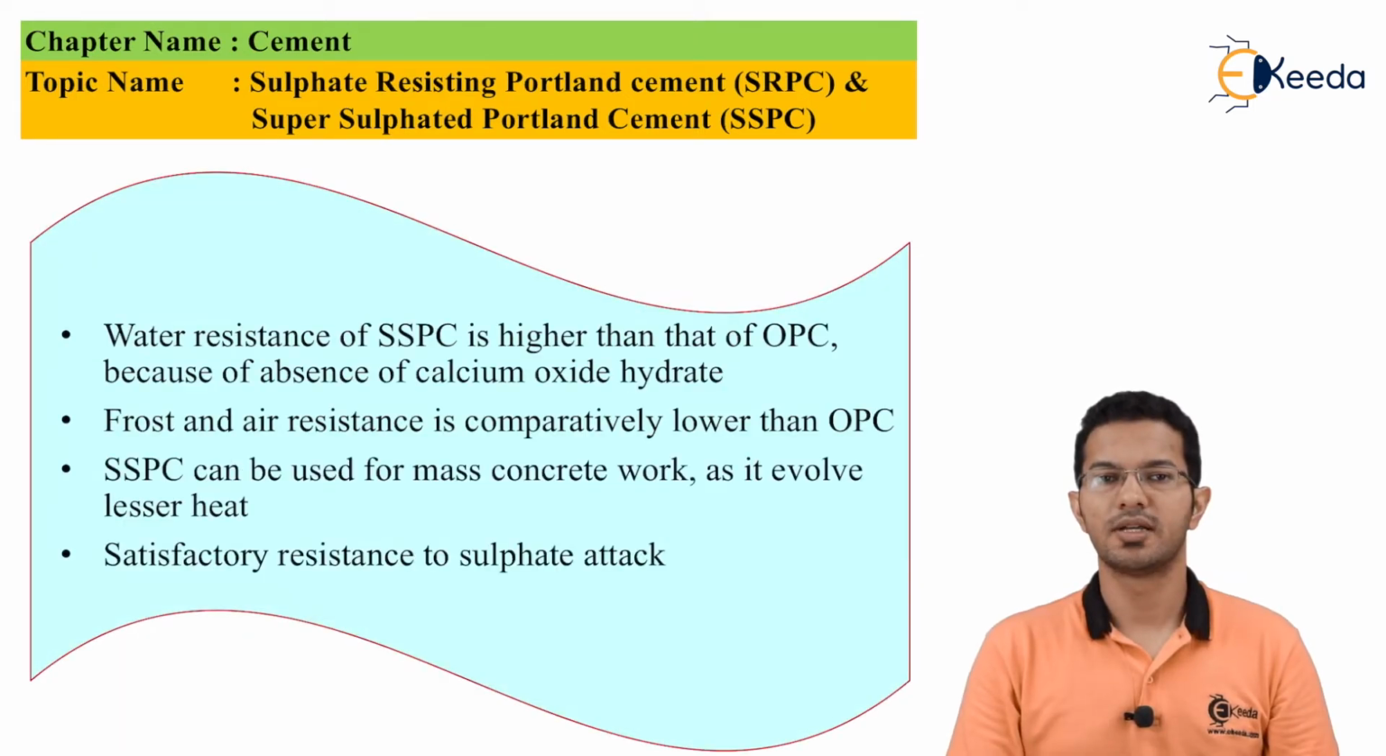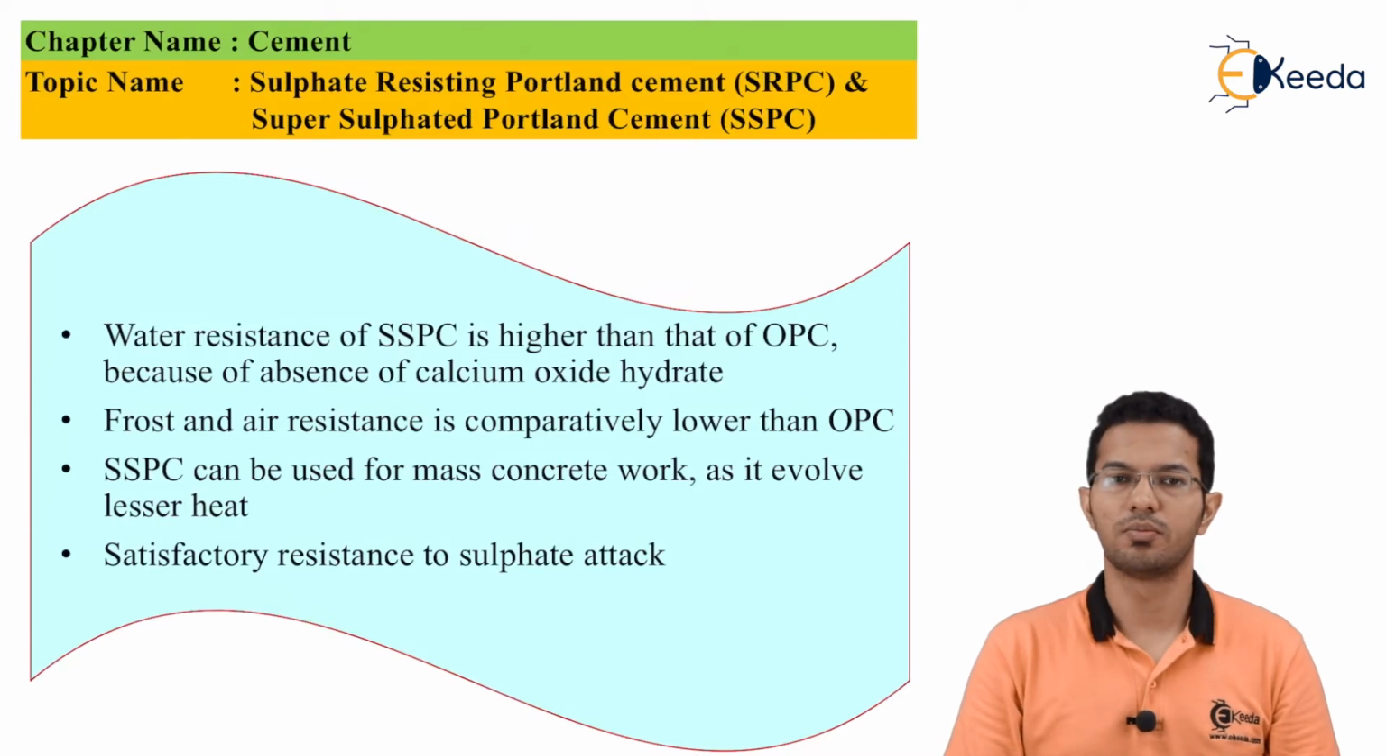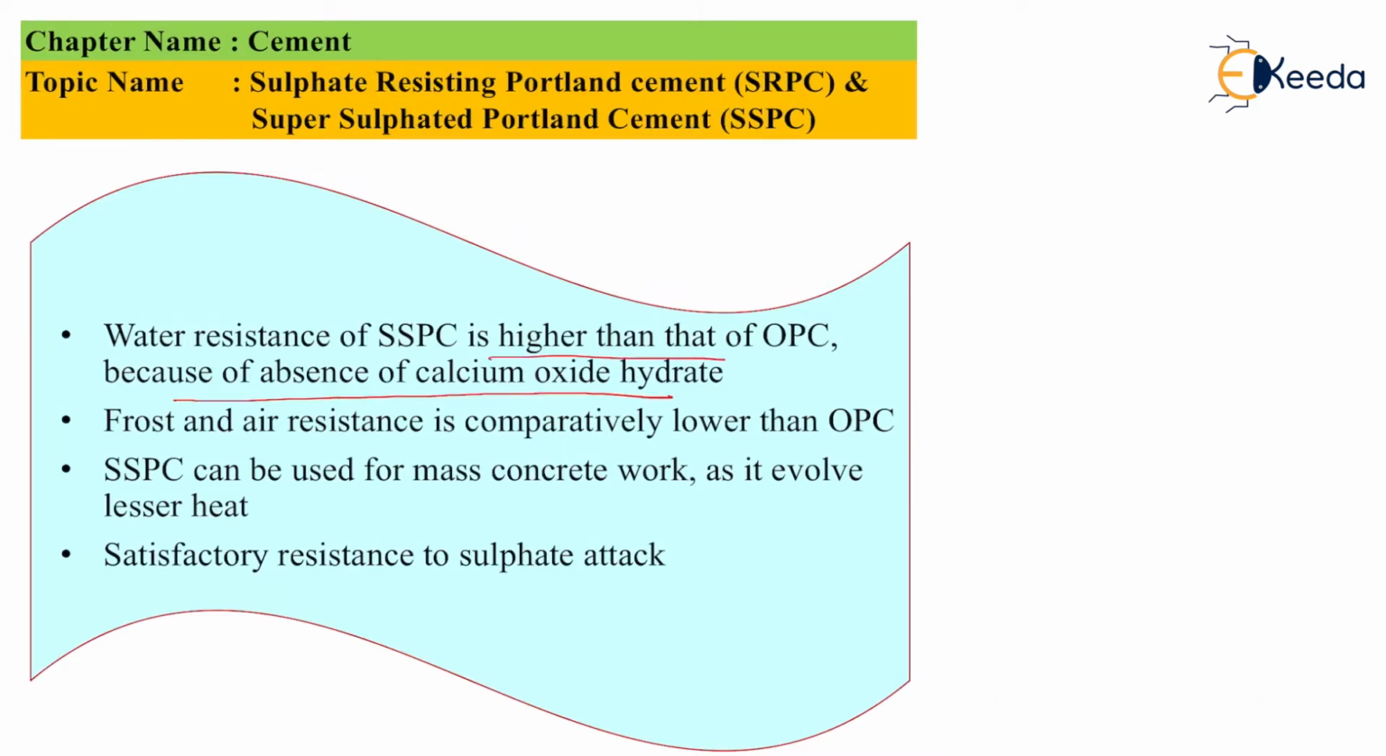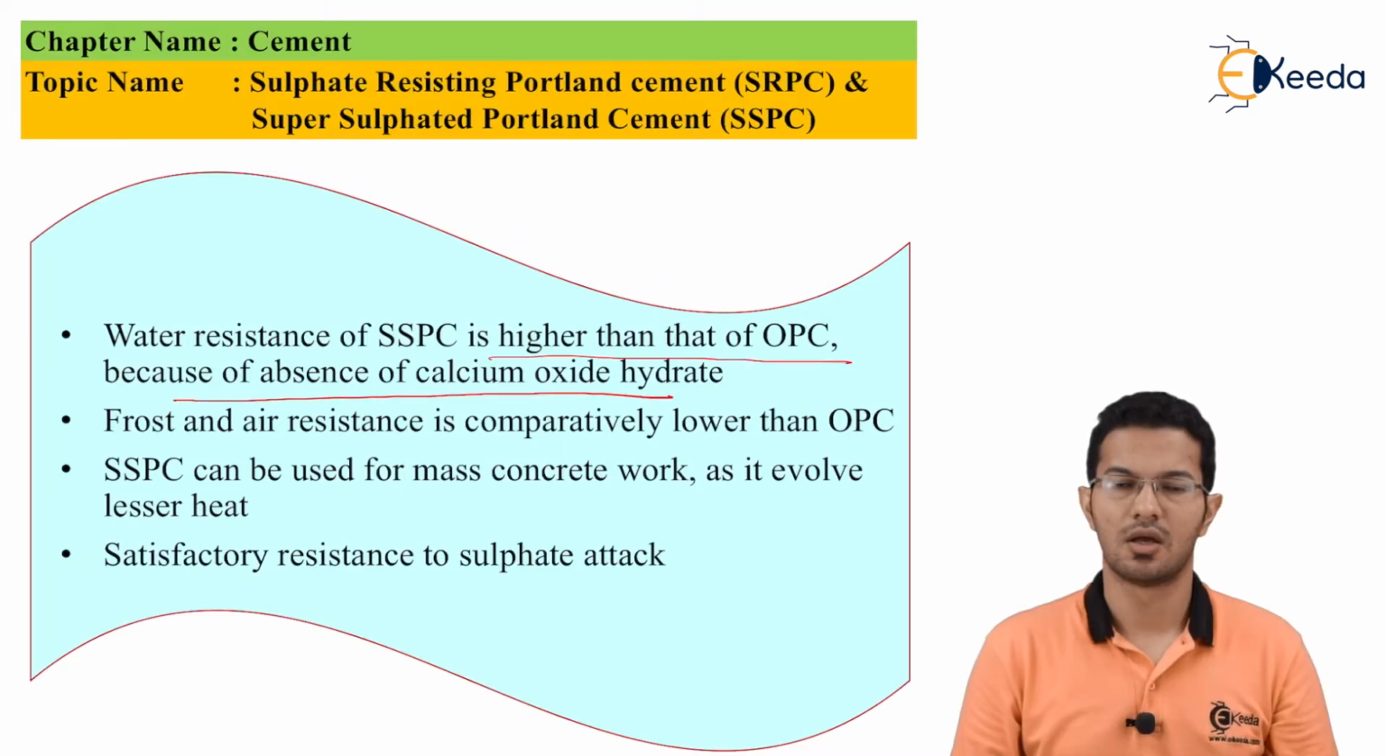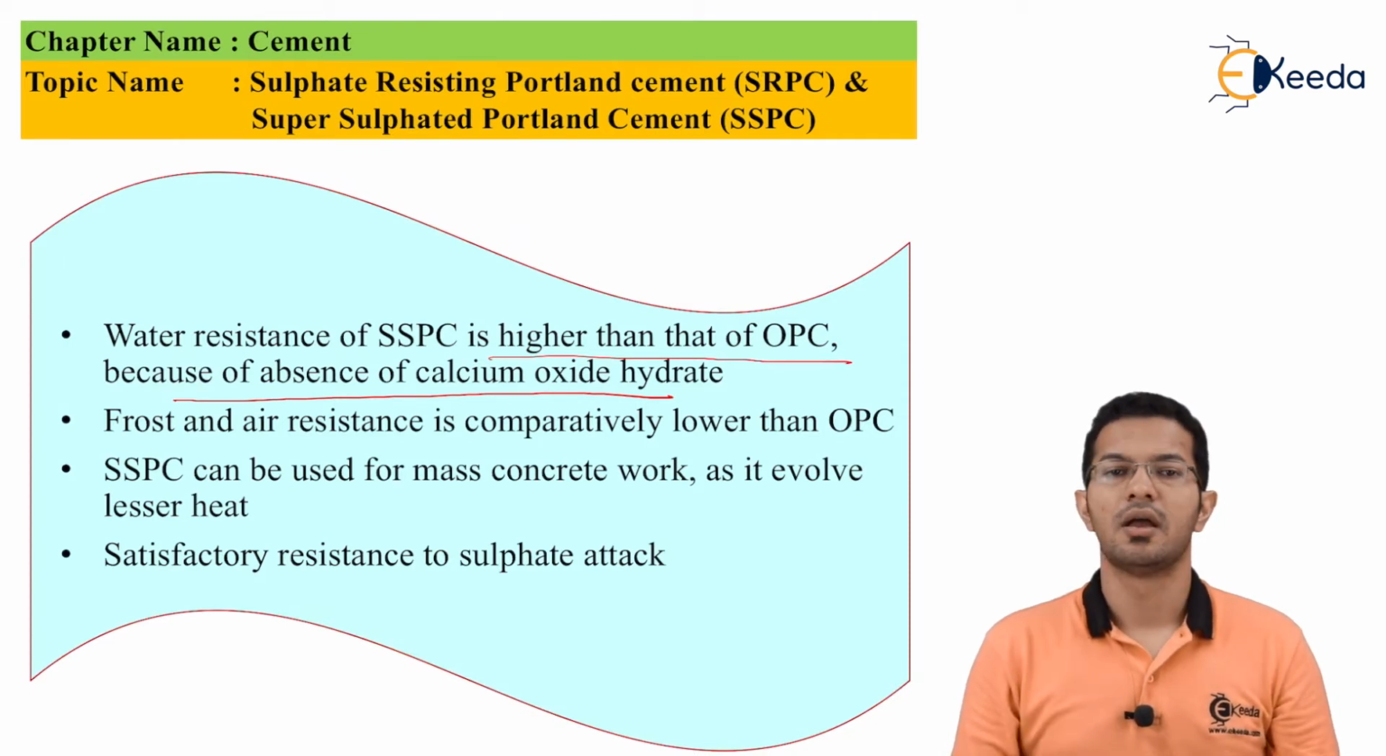Now, what are the properties this cement has in comparison to OPC? The water resistance of SSPC is higher than that of OPC because of the absence of calcium oxide hydrate. The frost and air resistance is comparatively lower than OPC. SSPC can be used for mass concrete work as it involves lesser heat. It provides satisfactory resistance to sulfate attack.